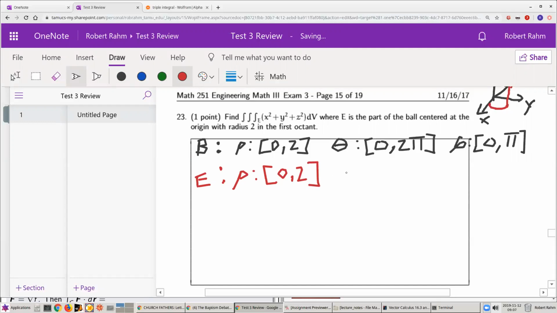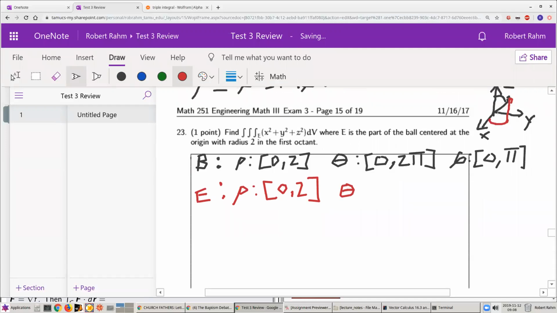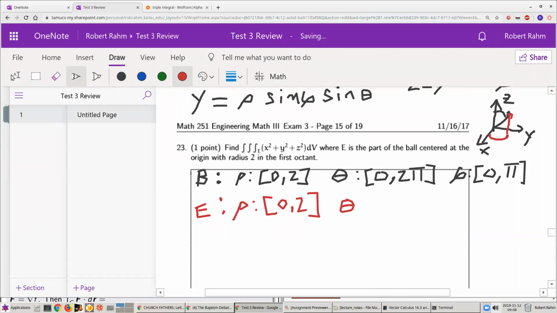Now theta. Since we only want the part of the ball that's in the first octant, if we were to project the shape into the xy plane, it would just be this quarter circle in the positive x and positive y axis, in other words, the first quadrant. So theta is just going to go from 0 to pi over 2. And then phi, since we only want the part of the ball that is above the xy plane, we just want phi to go from 0 to pi over 2.